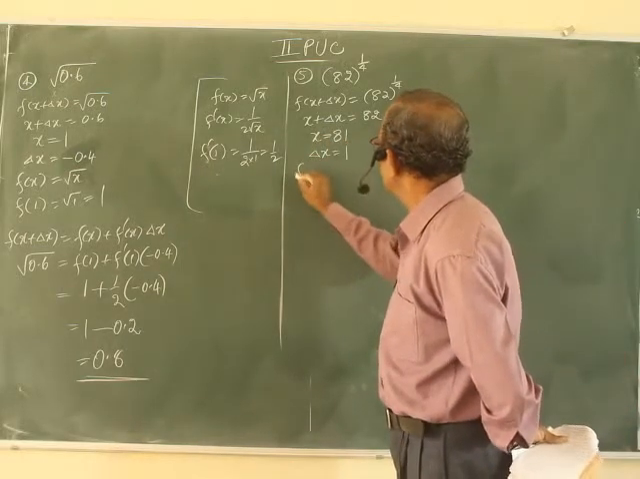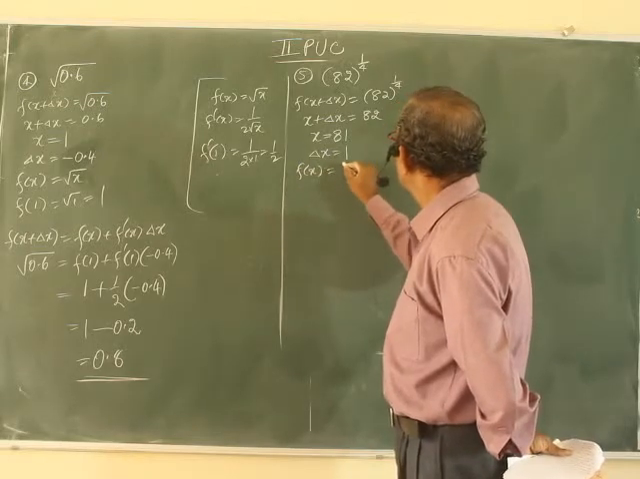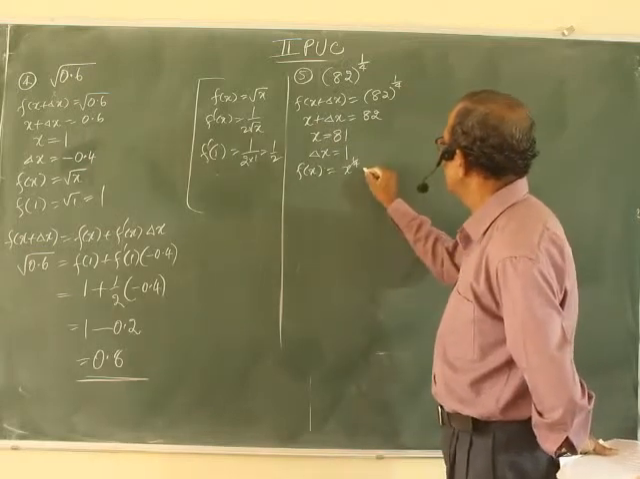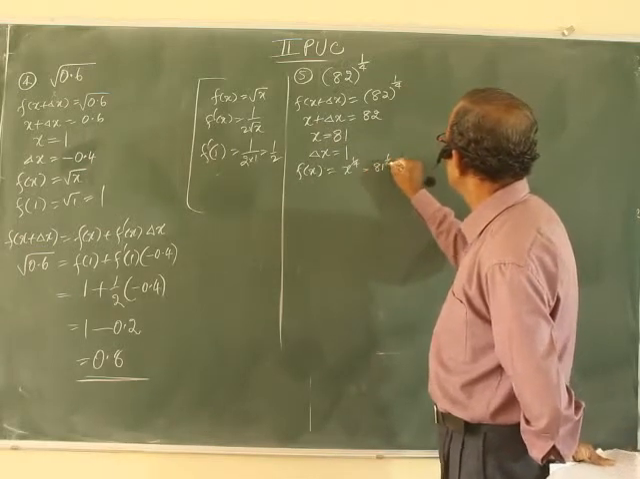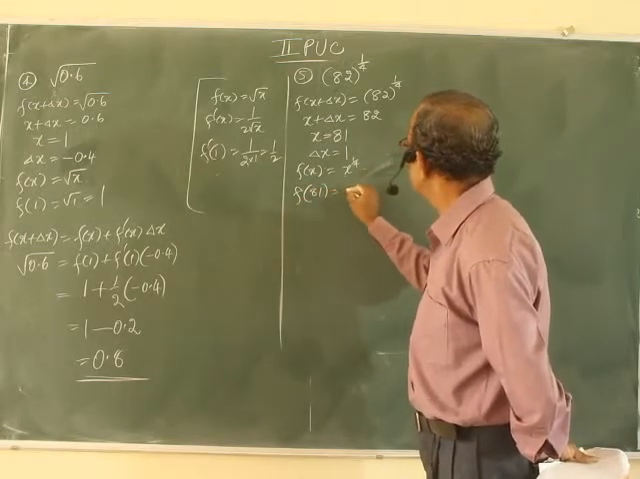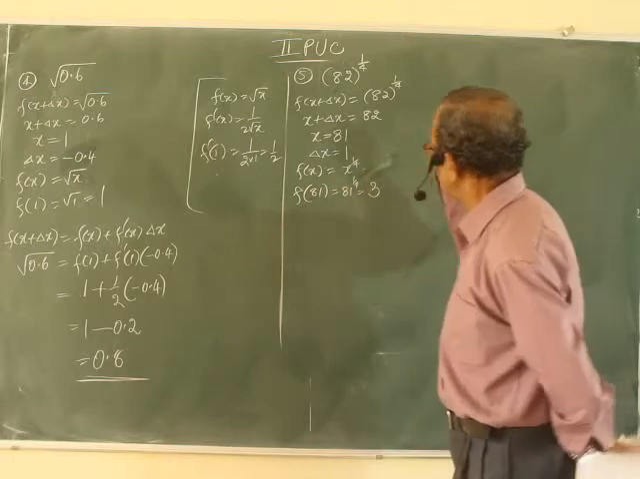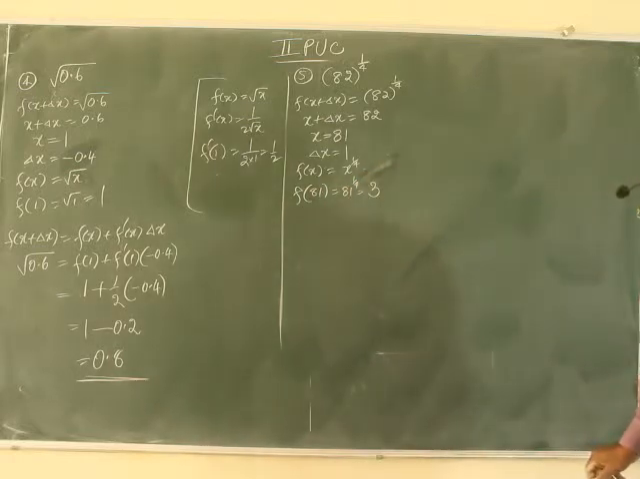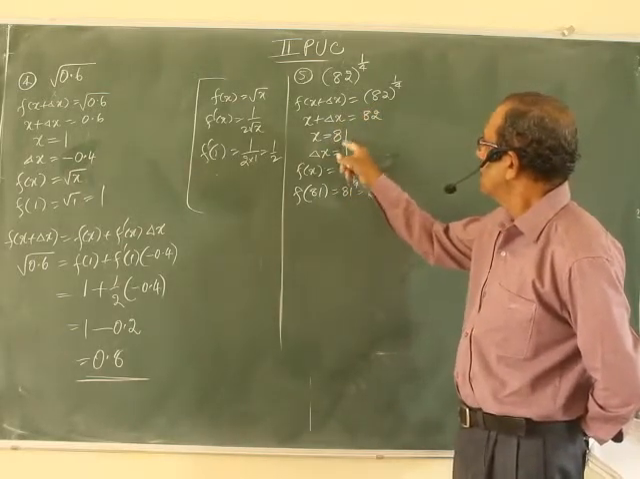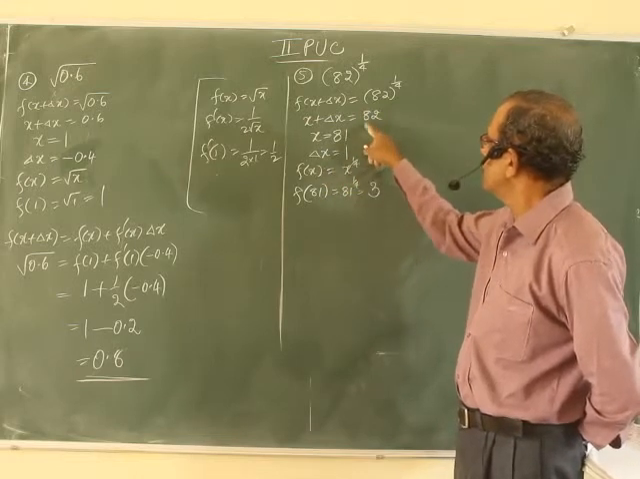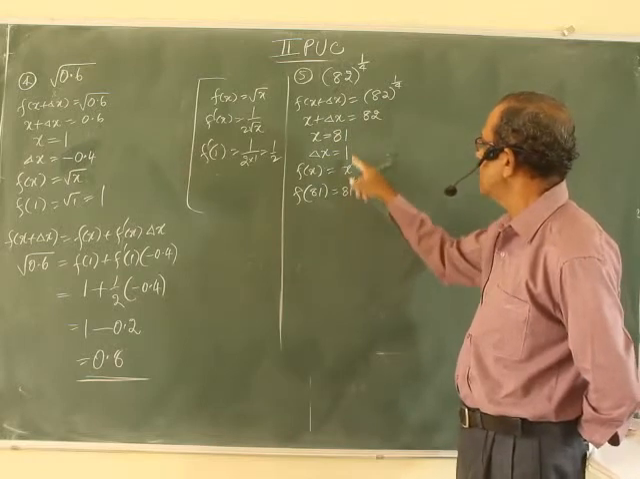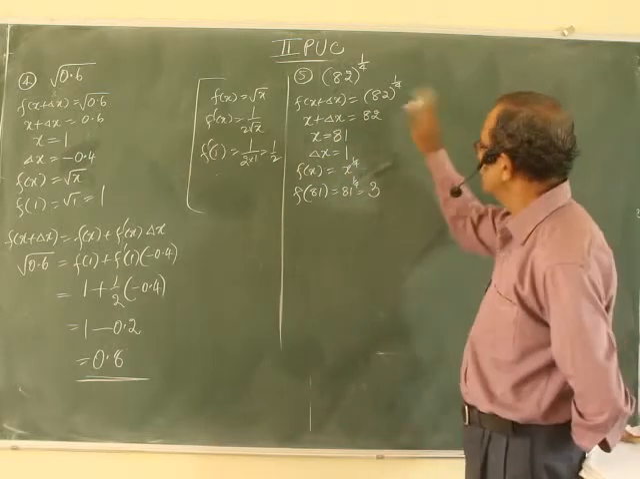f of x is the 4th root of x. 81 to the power 1 by 4, or let me write it separately: f of 81 is 81 to the power 1 by 4, which is 3. Anything else you need? Delta x is this one, 1, 81 plus 1. f of x is x to the power 1 by 4. x is 81, f is 3. f dash let us find later.